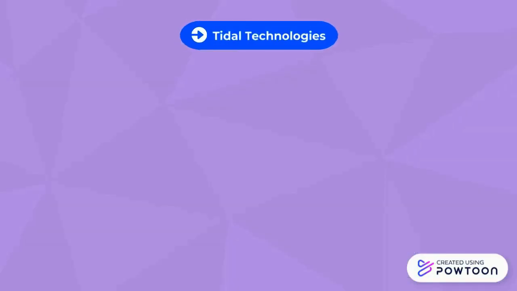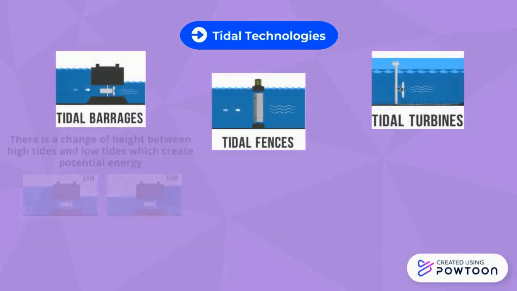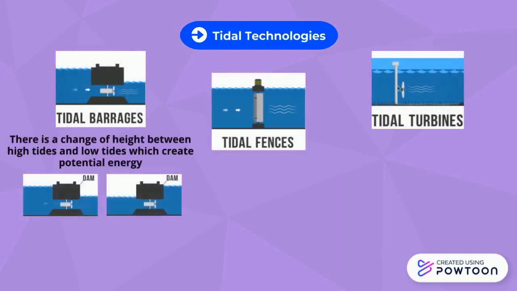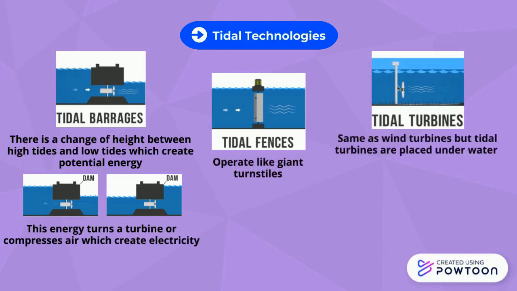The tidal technologies are tidal barrages, tidal fences, and tidal turbines. In tidal barrages, there is a change of height between high tides and low tides which creates potential energy. This energy turns a turbine or compresses air which creates electricity. Meanwhile, tidal fences operate like giant turnstiles. Tidal turbines are the same as wind turbines, but tidal turbines are placed underwater.